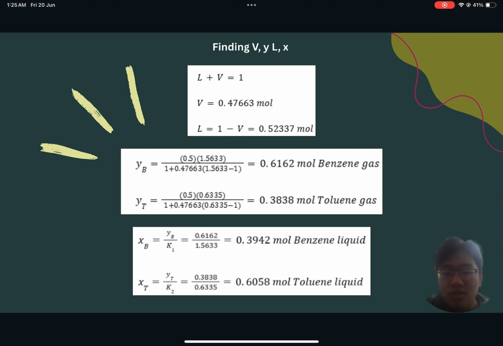As for the liquid stream, using the relation of XB and XT, XB for benzene is 0.3942, and 0.6058 is XT for toluene in the liquid formed through this process. Thank you.